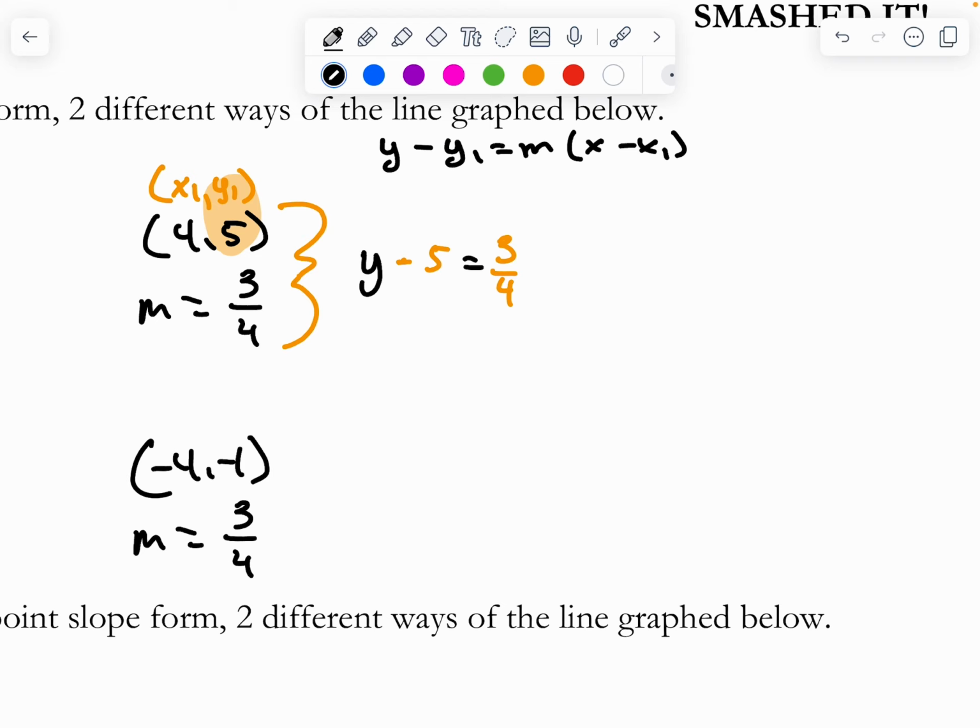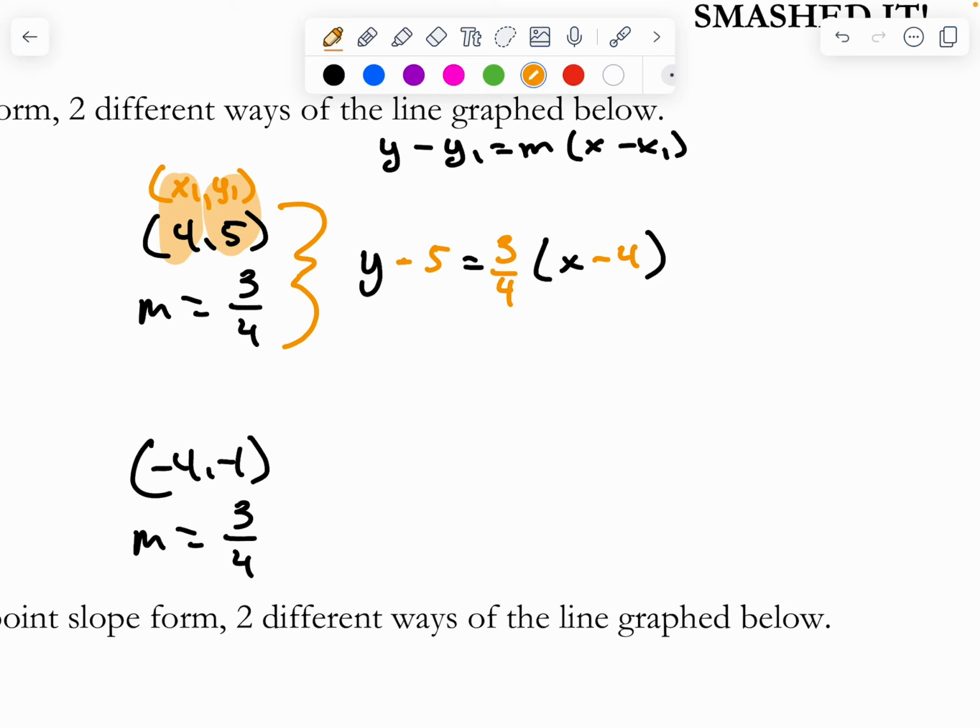So I've got my slope in now. My x will carry down, and now I have +4, so I should put in -4 here. And that's my equation. Simple, right? Just plugging things in that we already know.